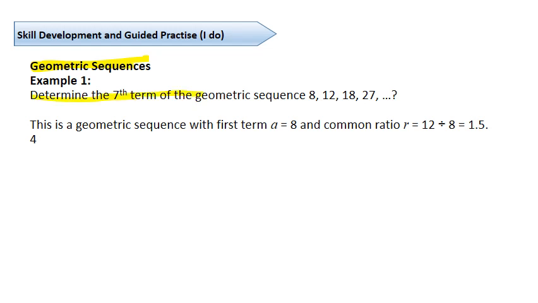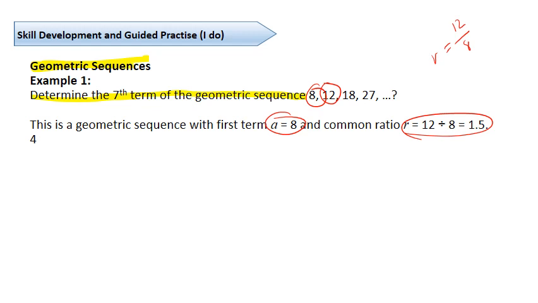Determine the seventh term of the geometric sequence 8, 12, 18, and 27. This is a geometric sequence, and we can immediately see that my first term A is 8, and my common ratio is 1.5. Now, how I found my common ratio there is I did the division, or the ratio, of consecutive terms. What do I mean by consecutive terms? Consecutive terms are two terms that sit one next to one another. So I've got my first term here, which is 8, and then the second term is 12.